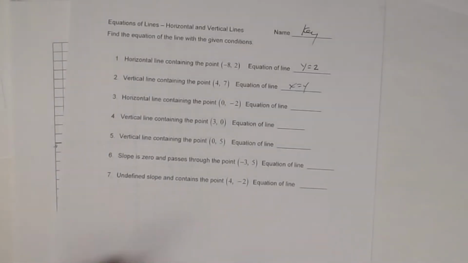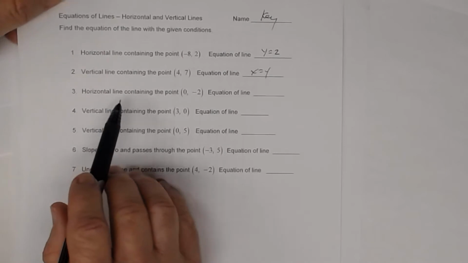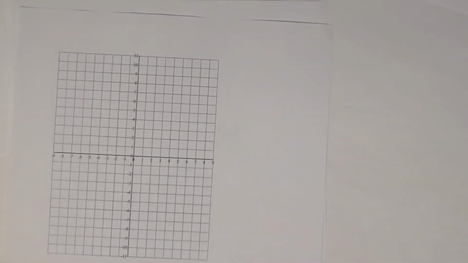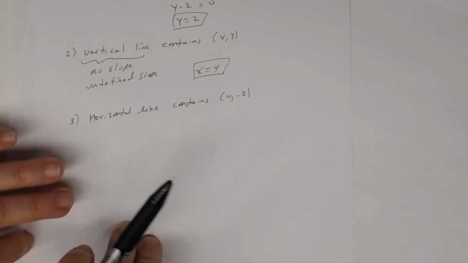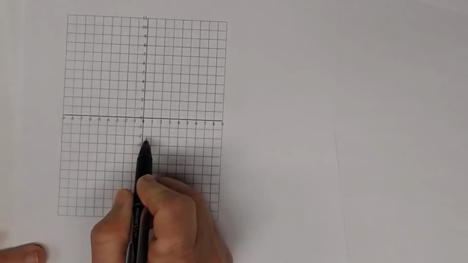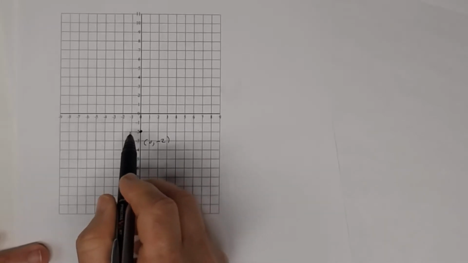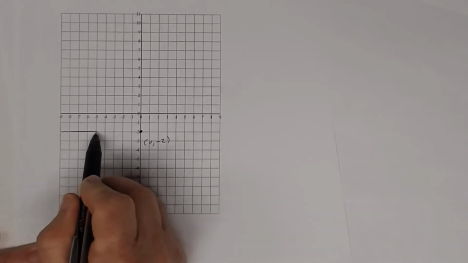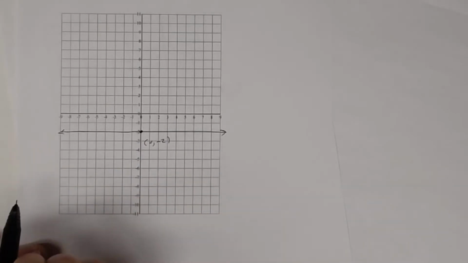So I'm going to think of number 3 using that graph again. Here's how I want you to think about this. I know we have this horizontal line, so let me write it down. This horizontal line contains the point (0, -2). So let's plot the point (0, -2). So here's (0, -2) right here. And it's a horizontal line, so I know that the line looks like this. This horizontal line contains this point, (0, -2).